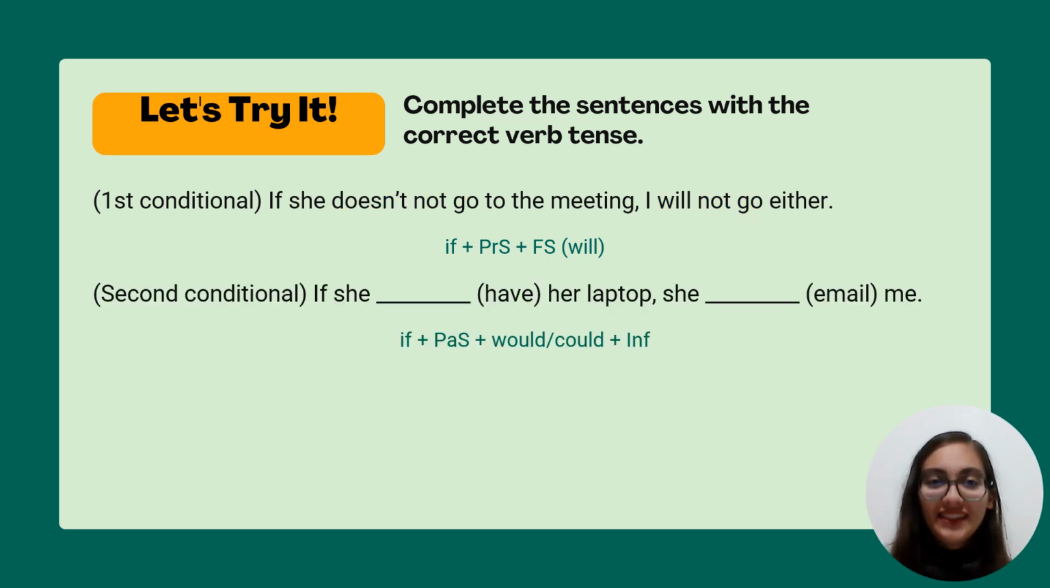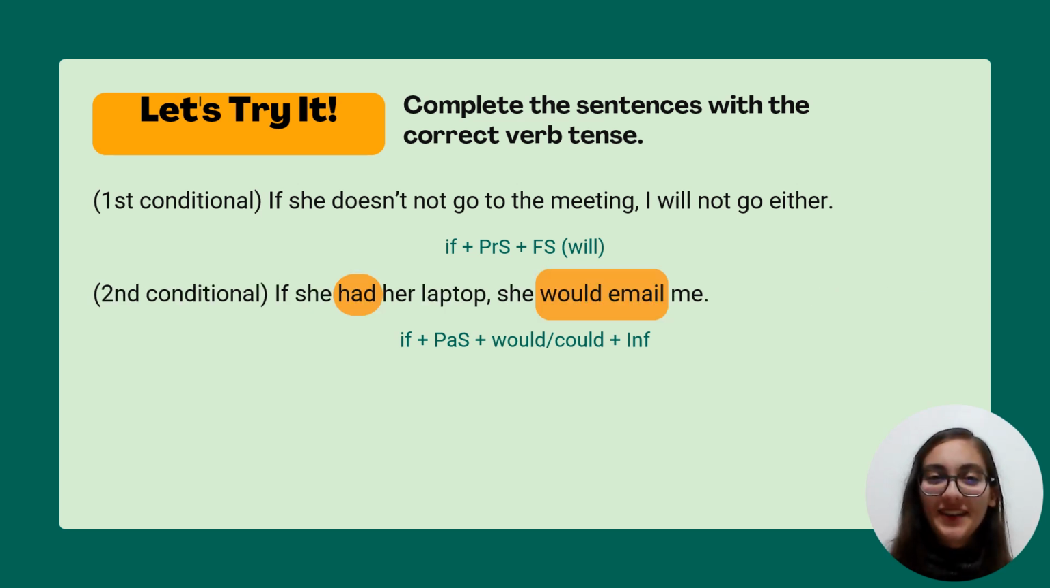So this is the sentence. If she, her laptop, she emailed me. In green, you have the structure you should use. Pause the video and have a think. Ready? Okay, here are the answers. How did you go?